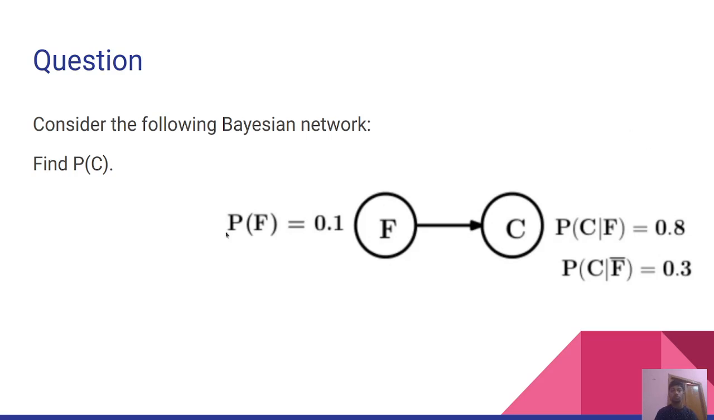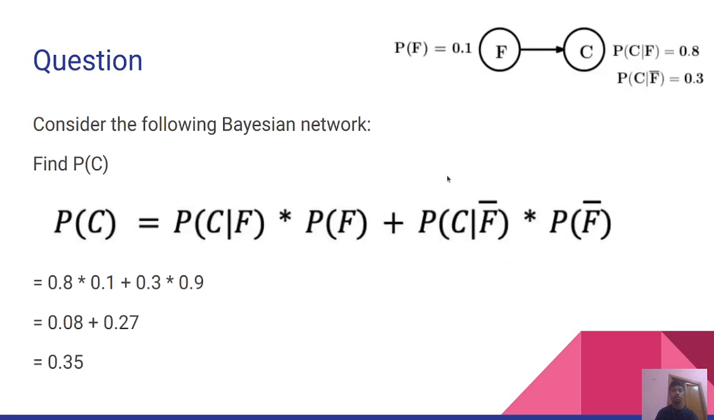Okay. So we have to find P of C, right? So this is the diagram. We have moved it a little bit for convenience. So you have to find P of C, and we have these things given. Okay. So P of C means what? There is a transition from F to C, right? So here P of C means P of C given F into P of F, plus P of C given not F into P of not F, because C is coming from F only, right? This is like a conditional network.